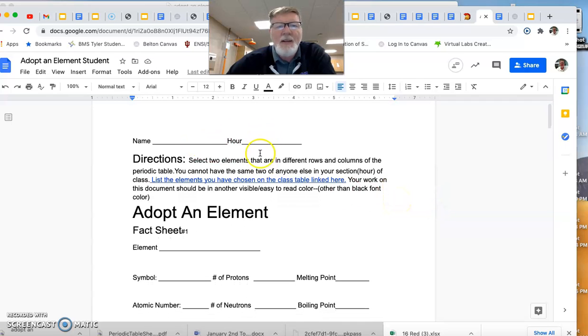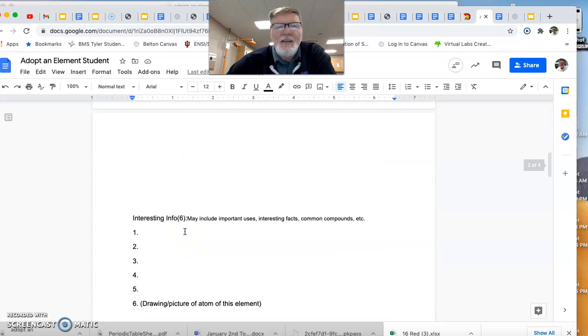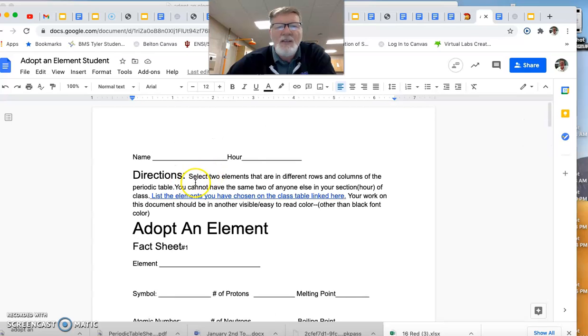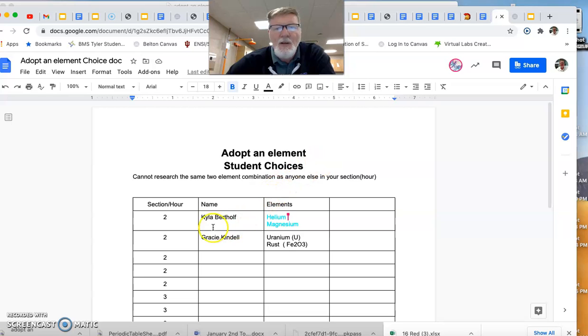You can see you're going to put your name and hour. You're going to do a fact sheet for one element and a second fact sheet for a second element, and you're choosing those elements within the parameters, making sure you don't choose the same two elements as other students have chosen in your section. You can see what others are doing. If you click on this link, it takes you to this table where students will plug in the names of their elements and their hour. Looks like some students are already doing that this morning. Those are the two elements you would use on your fact sheet.